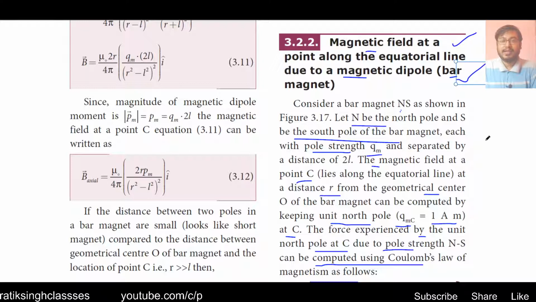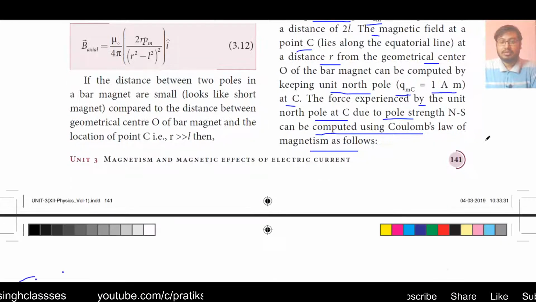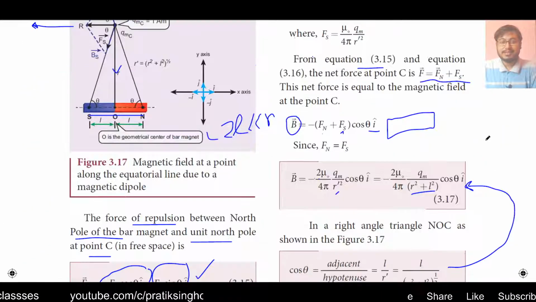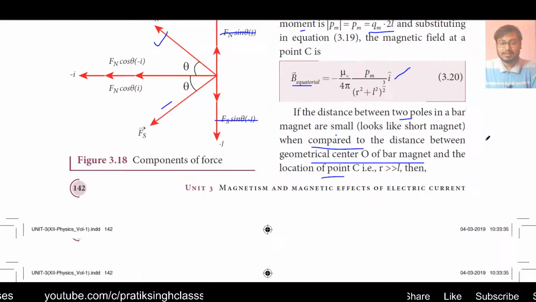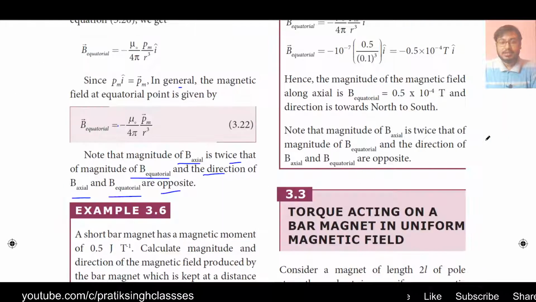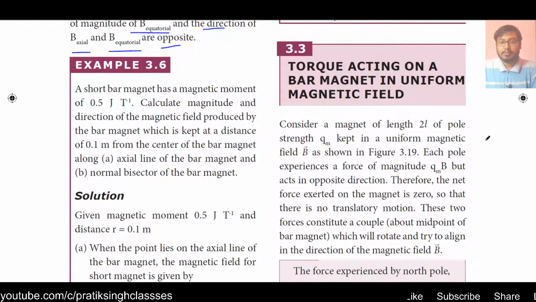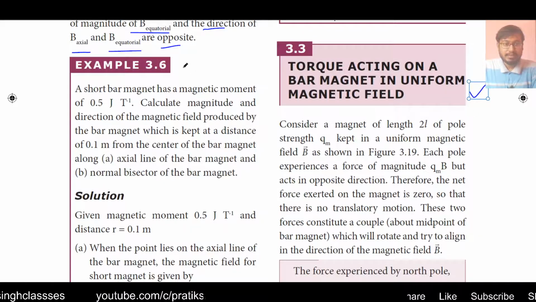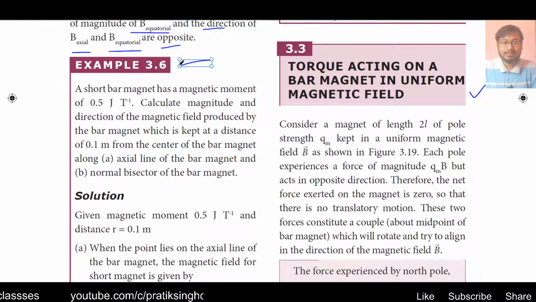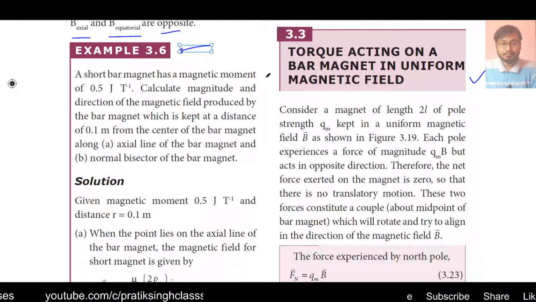So this is all about the magnetic field at a point along the equatorial line due to a magnetic dipole or bar magnet. I hope this video has become very interesting and you have learned a lot of things here. In the next video we will study section 3.3, that is torque acting on a bar magnet in uniform magnetic field. But wait, I have missed example 3.6. Let us do this, try to understand this.